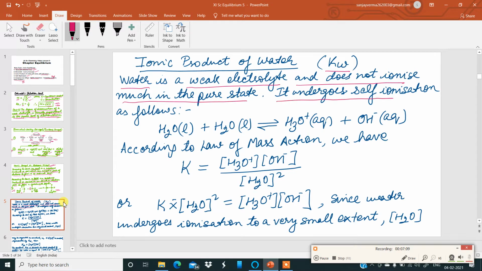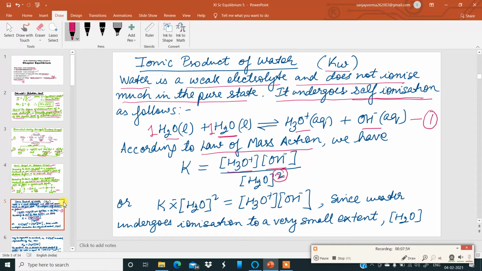It undergoes self-ionization as given below. If I take two molecules of water, it undergoes self-ionization to form hydronium ion and hydroxyl ion. Now, to this equation, which is in equilibrium for water in the liquid state, if you apply the law of mass action, you can write K, the equilibrium constant, is equal to the product of the concentration of hydronium and hydroxyl ions divided by the concentration of water raised to the power of 2. Why 2? Because one molecule over here, another molecule over here, 1 plus 1, 2. So this 2 comes over here.